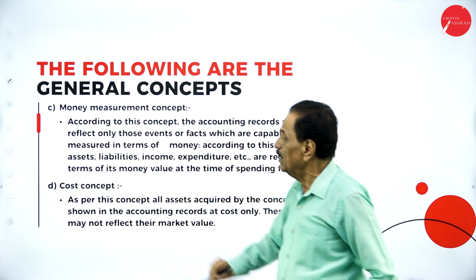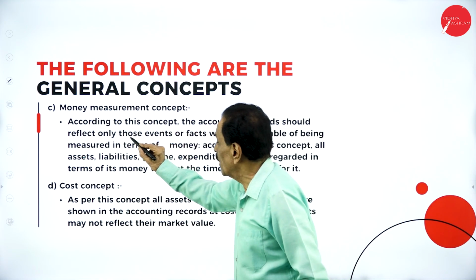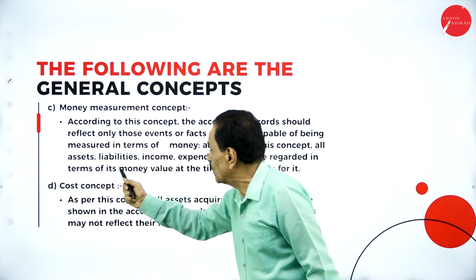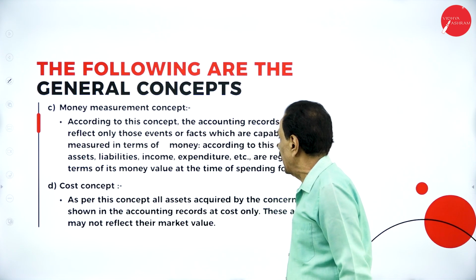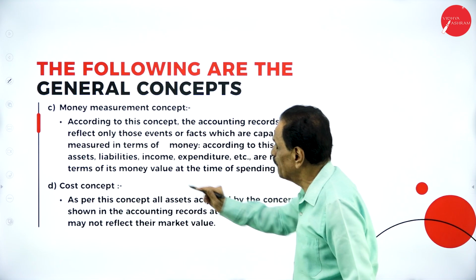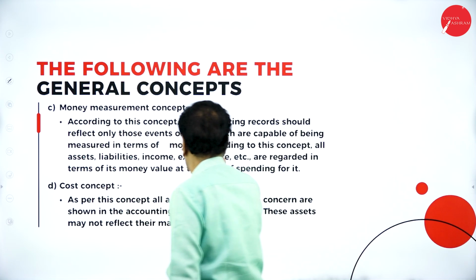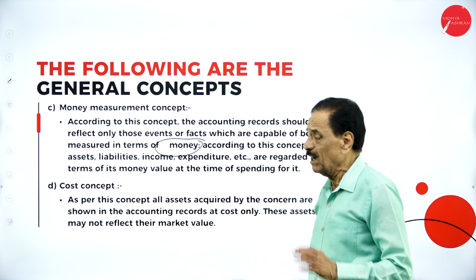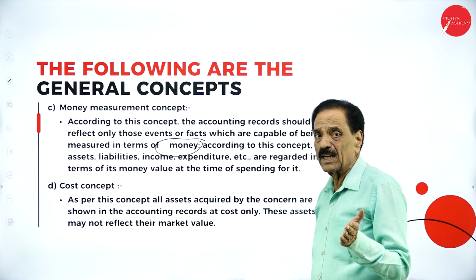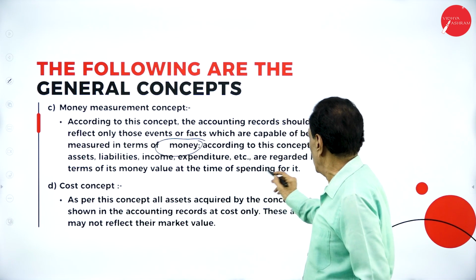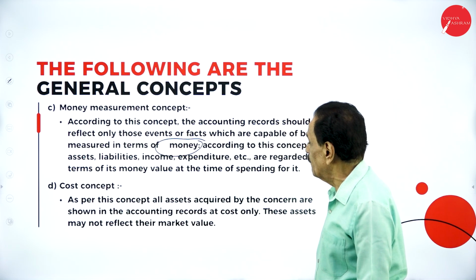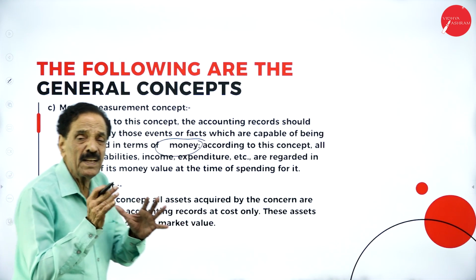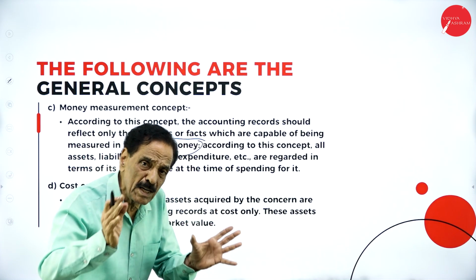We move on to the third one, the money measurement concept. According to this concept, the accounting records should reflect only those events or facts which are capable of being measured in terms of money. According to this concept, all assets, all liabilities, all incomes, all expenditures are regarded in terms of money value at the time of spending it. Here the concept is everything will be expressed in terms of money only.